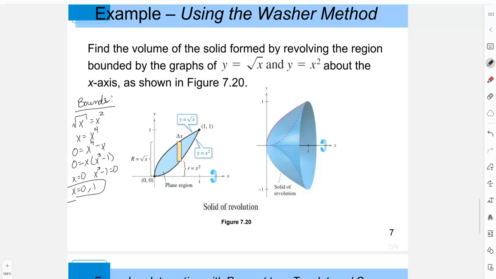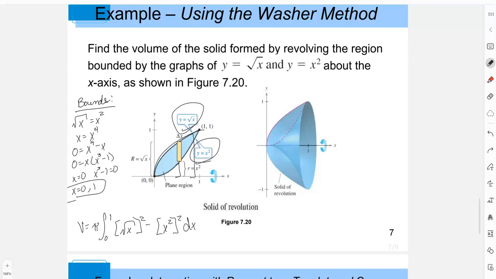So let's think about outer radius versus inner radius. That outer radius, when I rotate this guy, is going to come from here, which is that square root of x. The inner radius is coming from that x squared. So my setup is going to be volume equals pi, integrate from 0 to 1, the square root of x squared minus x squared dx.